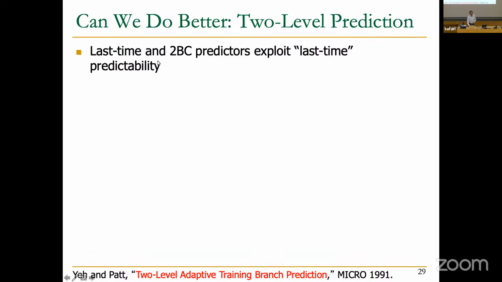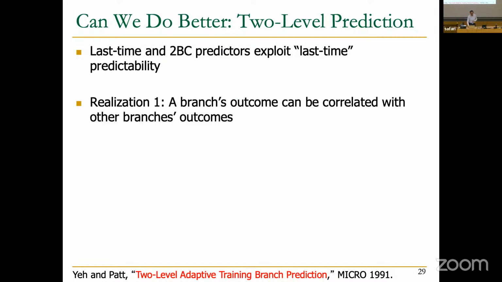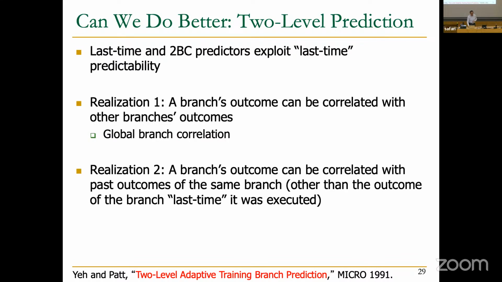With these predictors earlier, we really exploited last-time predictability of the branch: what happened to the branch in the last instance, or last n instances if you're using multiple bits to encode the last prediction. So people realized that there's another level of predictability in branches, meaning one branch's outcome can be correlated with other branches' outcomes. Not just what happened to this branch last time, but what happened to branches A, B, C in the program, and they're somehow correlated to each other. I'm going to motivate this. This is called global branch correlation, and we're going to design global branch predictors.